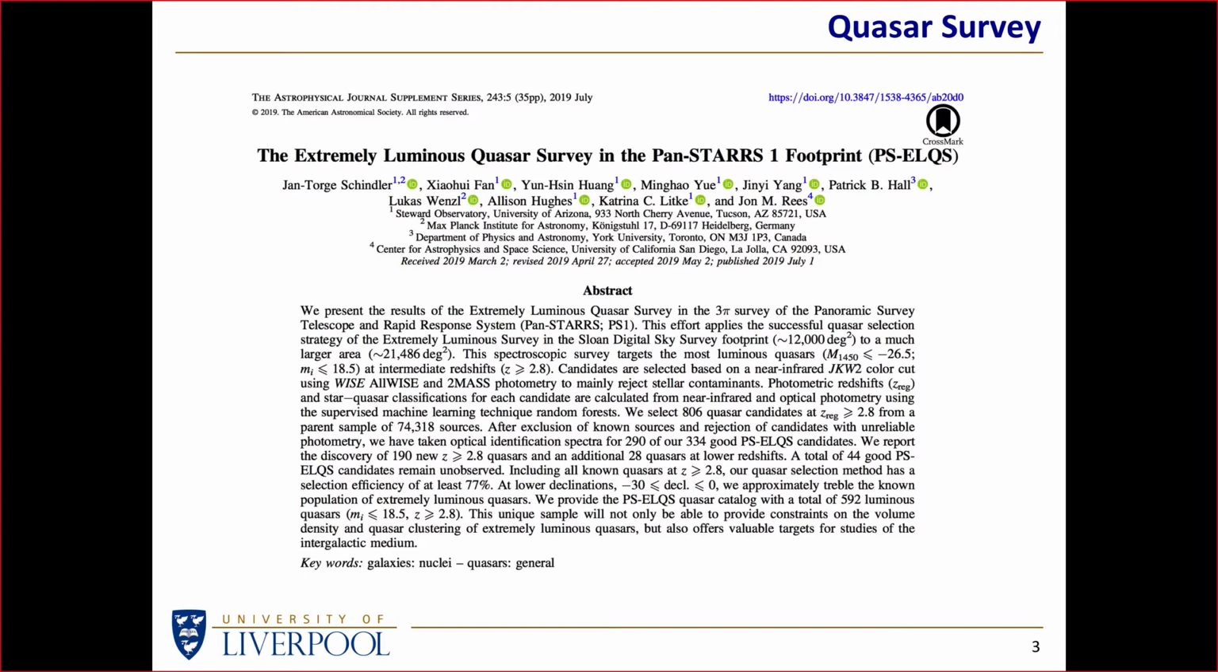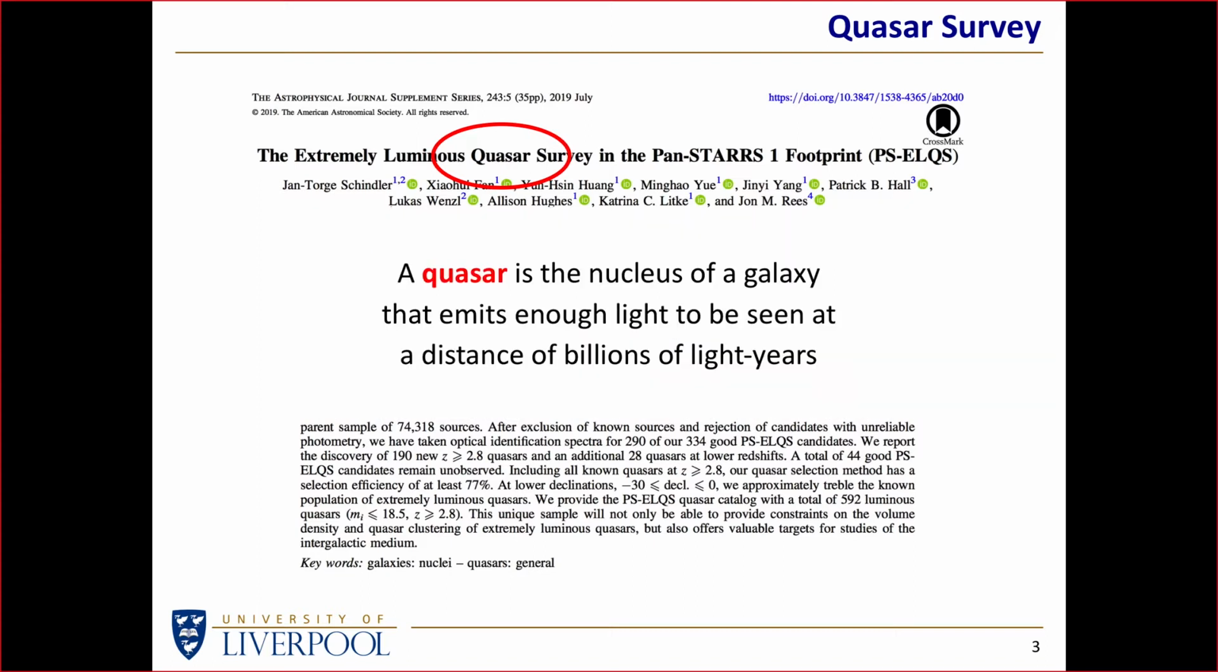So here's a publication from 2019 of a group of professional astronomers who surveyed a whole load of quasars. And a quasar is the nucleus of a galaxy that emits enough light to be visible at a distance of many billions of light years. So it's probable that the central engine in any given quasar is a supermassive black hole, and matter falling into the black hole generates enough light and X-rays and ultraviolet to be visible over huge distances.